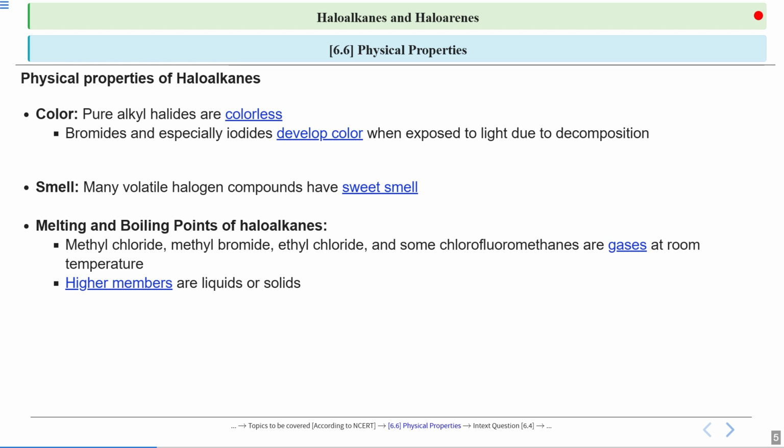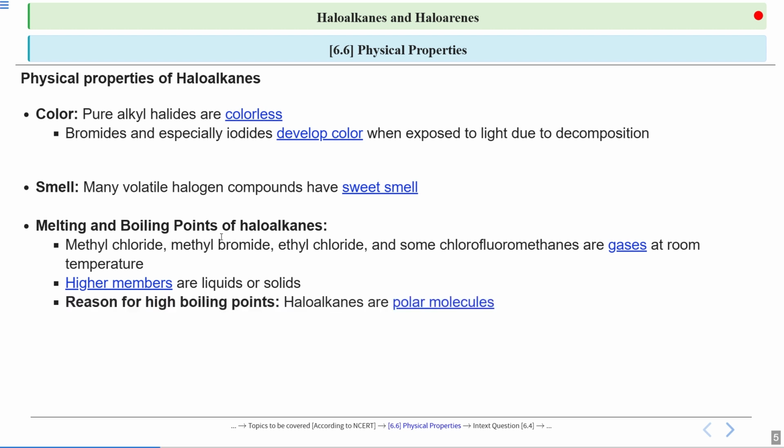Also, in haloalkanes, where you are changing the halogen with the same alkyl group, higher members have a greater melting point than the initial members like fluorine and chlorine. The order will be: alkyl iodide has the highest melting point, then alkyl bromide, then alkyl chloride, and the least is alkyl fluoride. So melting point increases with the increase in halogen atomic weight. That's why we are saying that higher members are either liquids or in the solid state.